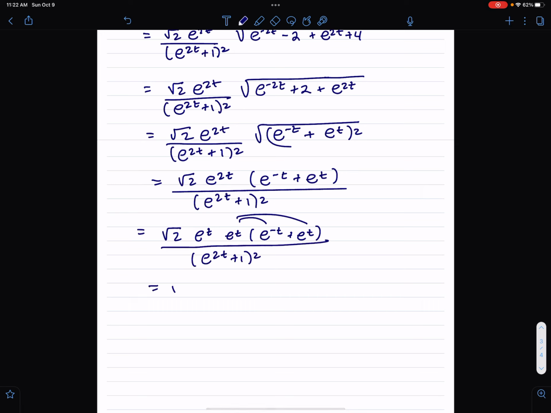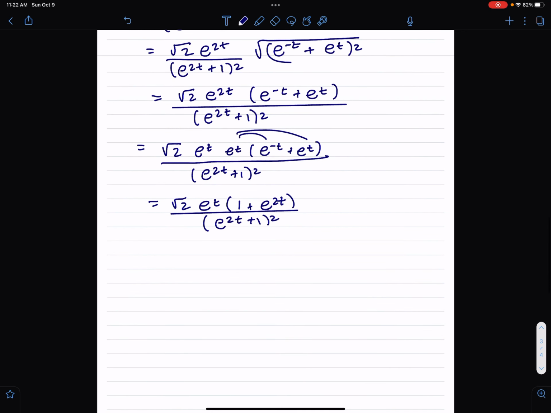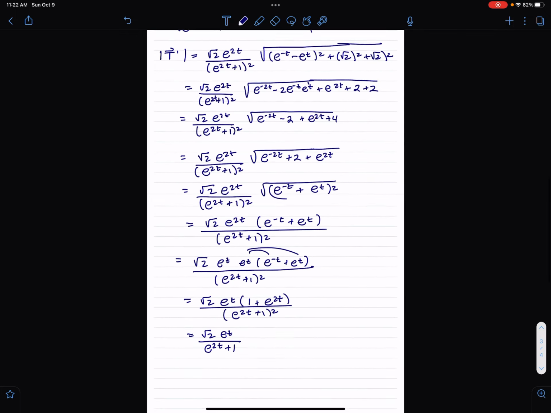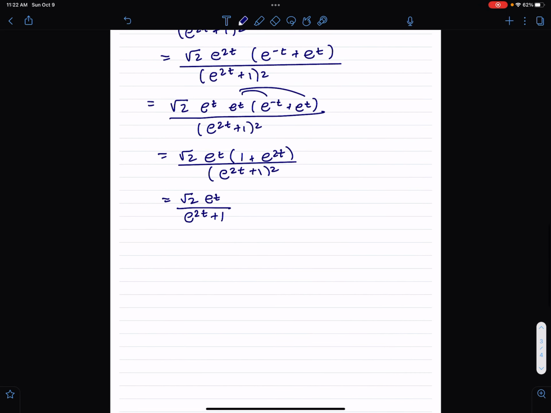So I multiply that, and I get square root of 2, e to the t. E to the t times e to the negative t is 1. E to the t times e to the t is e to the 2t. And so cool that there is simplifying cancellation between those two terms. So this therefore gives square root of 2 e to the t divided by e to the 2t plus 1. What? Wasn't that just an amazing amount of stuff there?